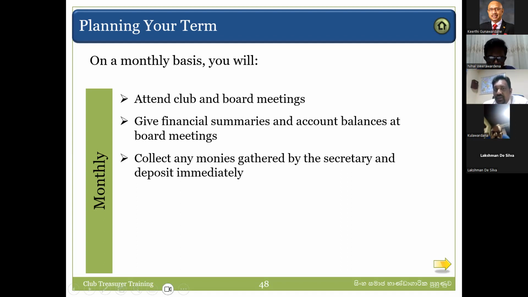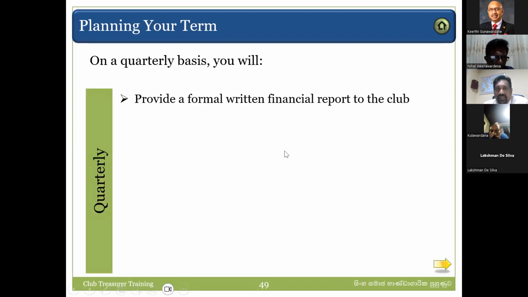Whenever it's possible, give a financial summary and account balance at the board meeting. Even if you are not able to come, please make sure that you give an account statement to the board meeting, so that the board is aware of the financial position and the financial transactions that happened in the previous period. Collect any money gathered by the secretary and deposit immediately. On a quarterly basis, provide a formal written financial report to the club.